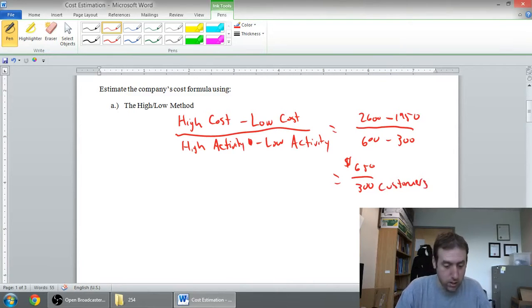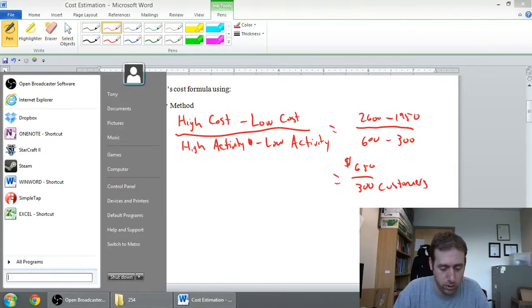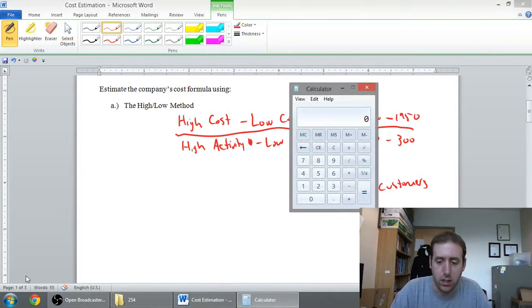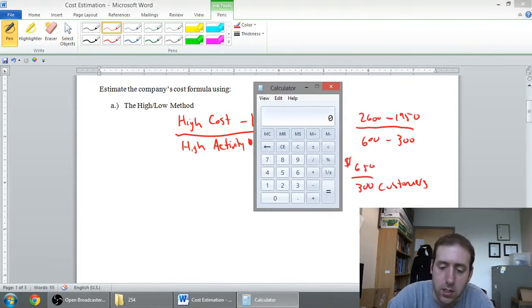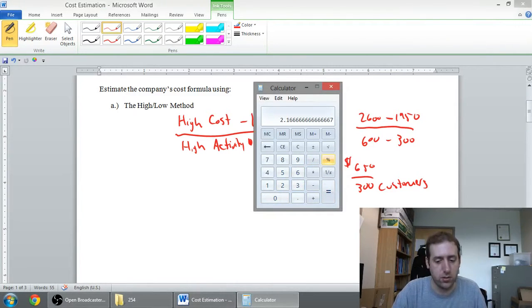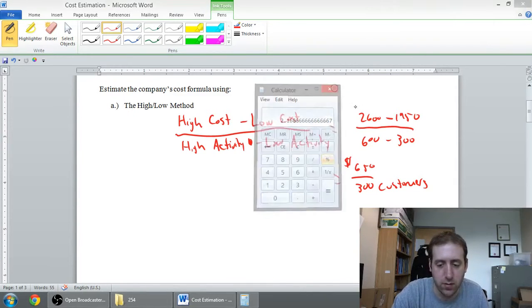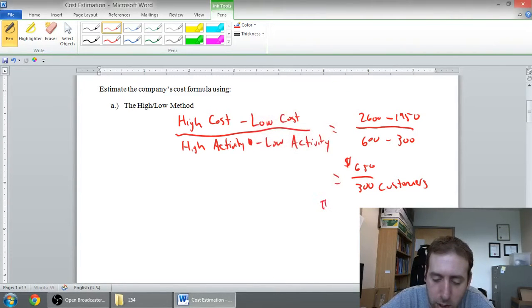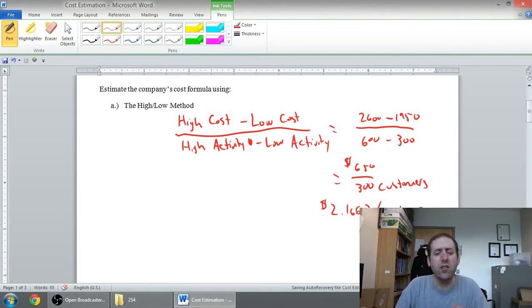Now, I haven't actually done this in advance. Maybe I should have. I don't know the answer, so let me just pull out the calculator here and let's figure it out. 650 divided by 300 gives us a cost per customer of $2.17, 2.16667. So our cost per customer is 2.1667 per customer.